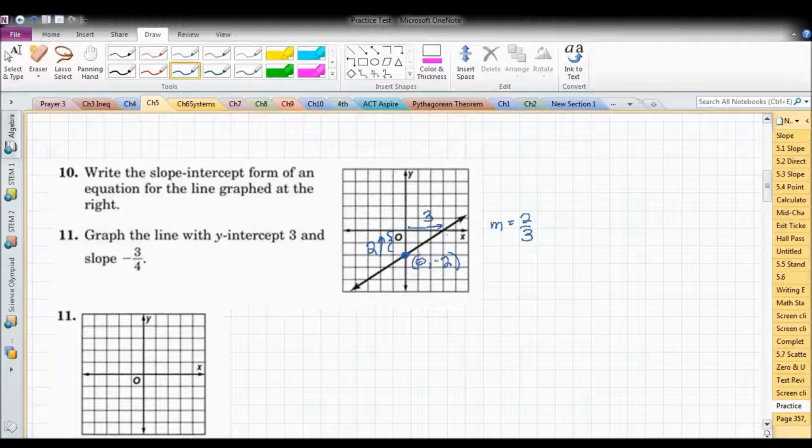Now I could also use that point of 3, 0 and just use the slope formula to find the same thing. So if I have the slope, then I have the y-intercept. It's very easy to write an equation. The y-intercept is given to us on the graph as 0, -2. So I'm going to write y equals mx plus b. And m is 2/3 and b is -2. There's my equation.